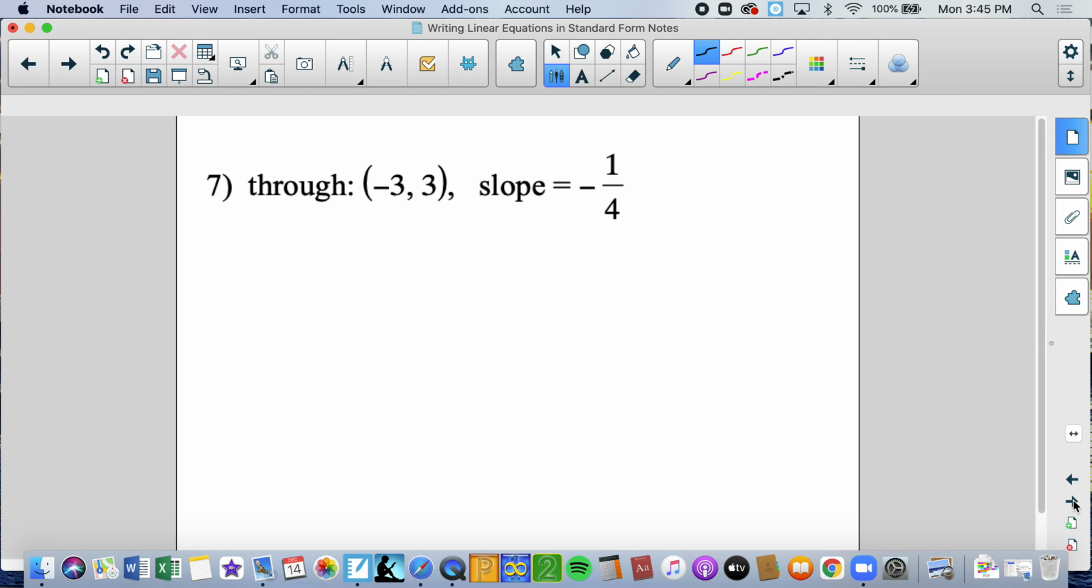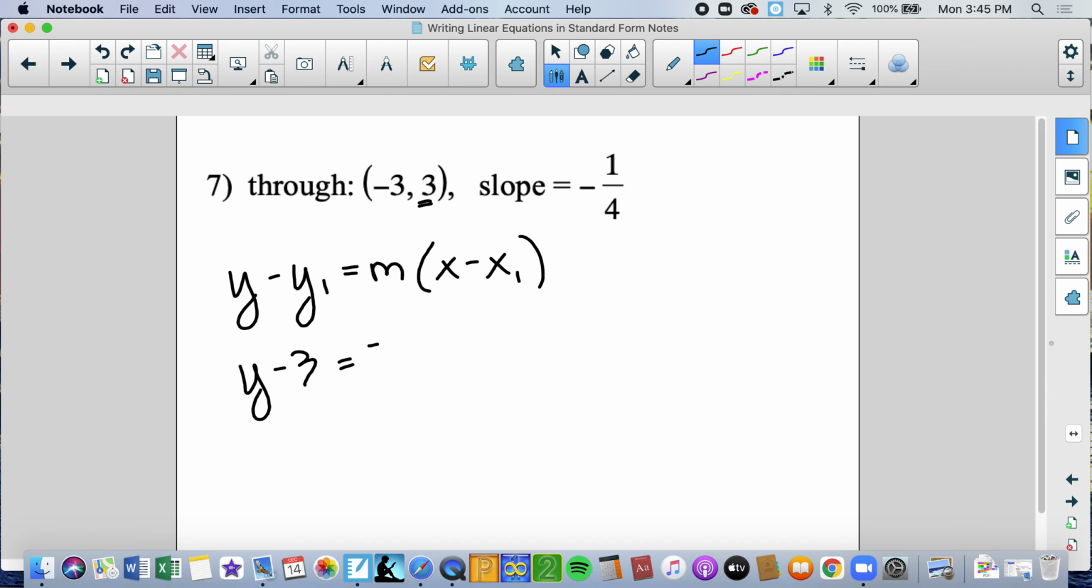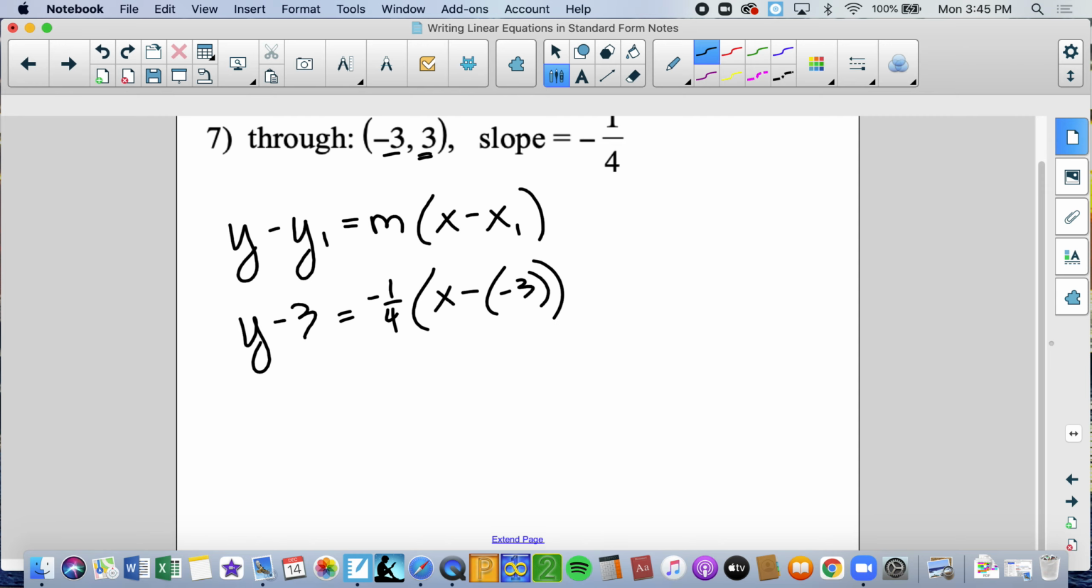All right, this is another tricky one. These next couple of problems are kind of tricky. So we're given a point, we're given the slope. Let's write our template. Y minus y sub 1 equals m times the quantity x minus x sub 1. Y minus, what's my y sub 1 value? 3 equals my slope, which is -1/4, times the quantity x minus my x sub 1 value. My x sub 1 value is -3. So there's a tricky one. Make sure that you are okay with that.